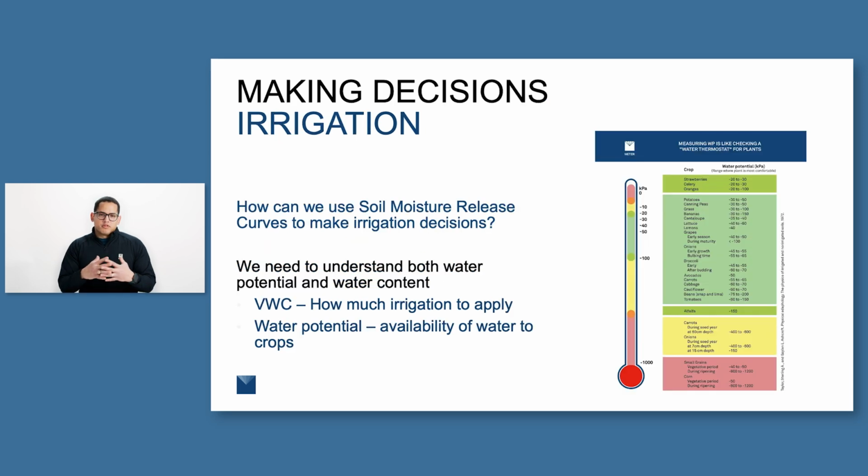So when we're thinking about the importance and how they help us, especially when it comes to irrigation decisions, typically in the field, we're looking at things like water content. And water content is nice because it's really easy to measure, but the soil moisture release curve will help us take that water content measurement and then identify what that means in terms of water potentials, which is what the plant is actually feeling. And you can see here a graph that shows different ideal water potential ranges for different plants and different types of crops.